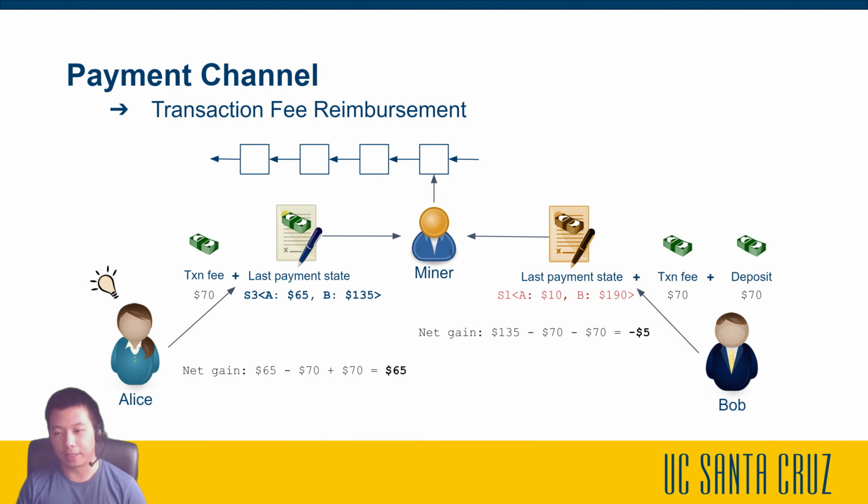Going back to our example, Alice, when sending this dispute transaction, does not have to worry about the transaction fee, and since her state is newer, she will be reimbursed for that transaction fee and be able to claim her $65 from the contract. On the other hand, Bob now not only loses the transaction fee, he also loses the deposit.